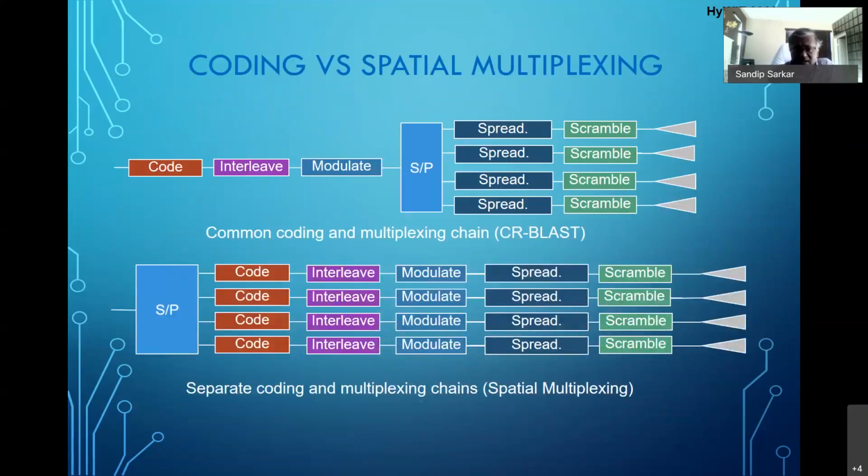Classically, there are two ways. You can have one coded and interleaved bit stream and spread and scramble it across the antennas, a CR BLAST architecture. That is not used in 3GPP or CDMA2000. What is used is separate coding and multiplexing chains, which is known as spatial multiplexing. So you take each code, split it up into parallel streams, and code and interleave each stream and send it over.